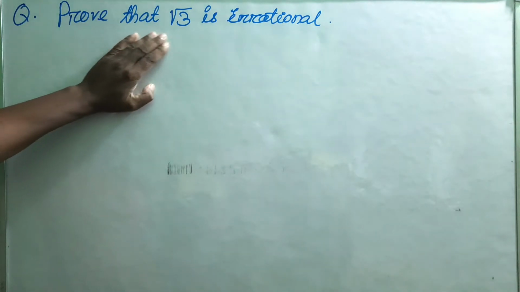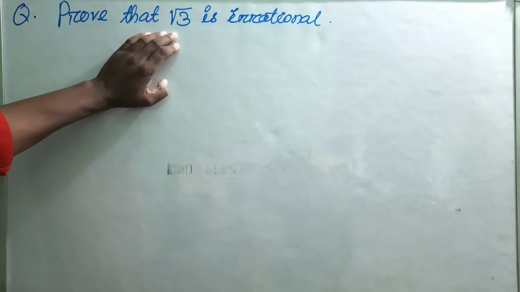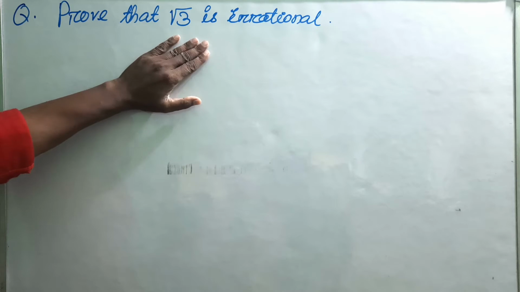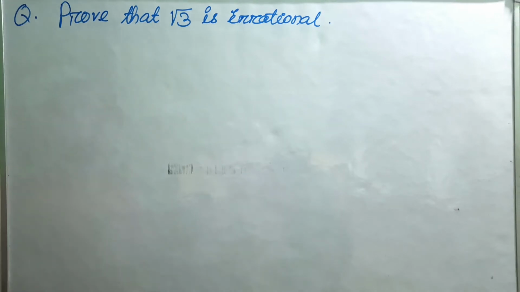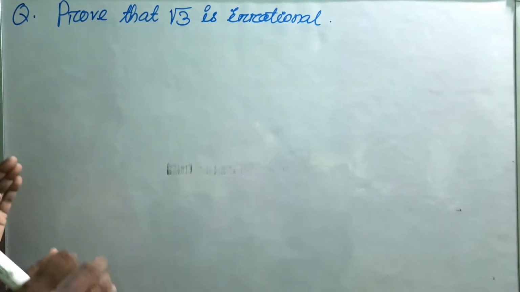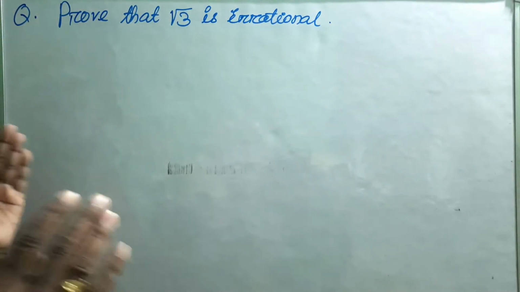Today we'll prove this question. We have to prove root 3 is irrational. Now, you know this type of problem is generally solved by the method of contradiction. Before going to solve this particular question, I want to discuss rational numbers.